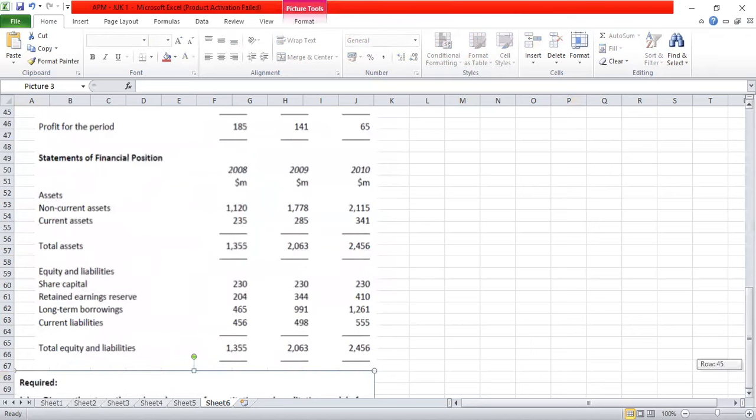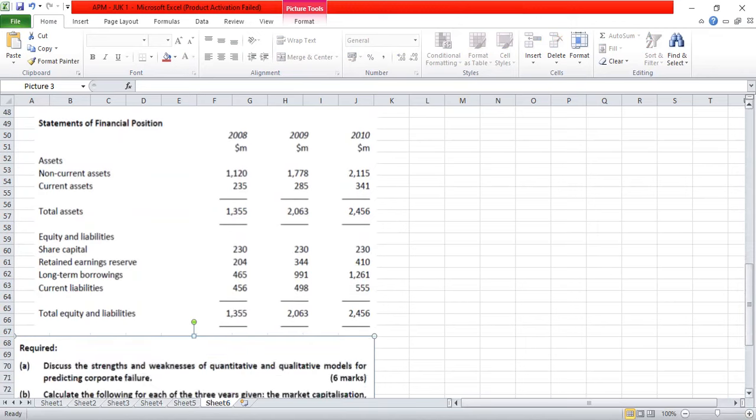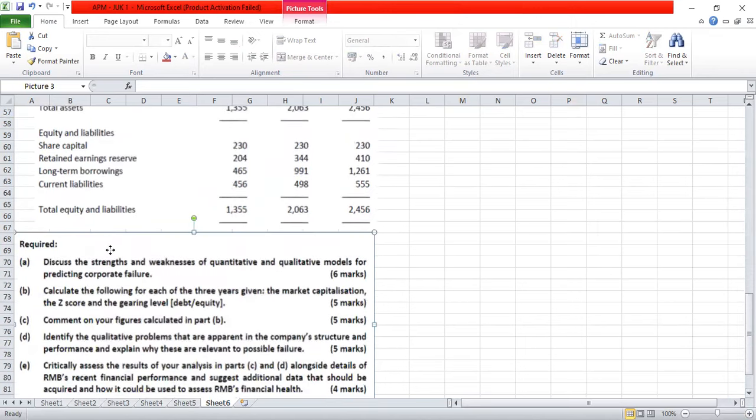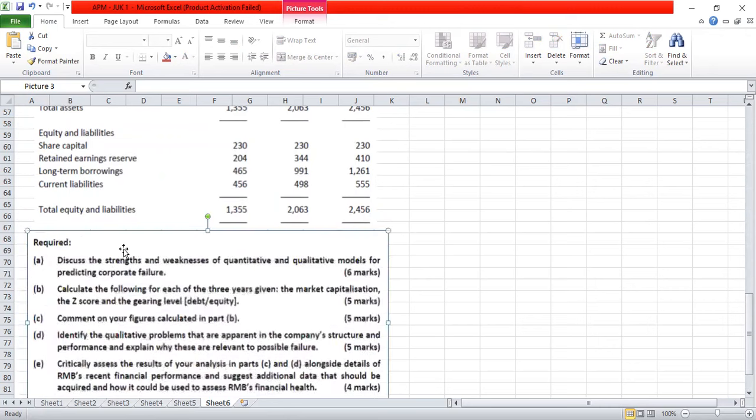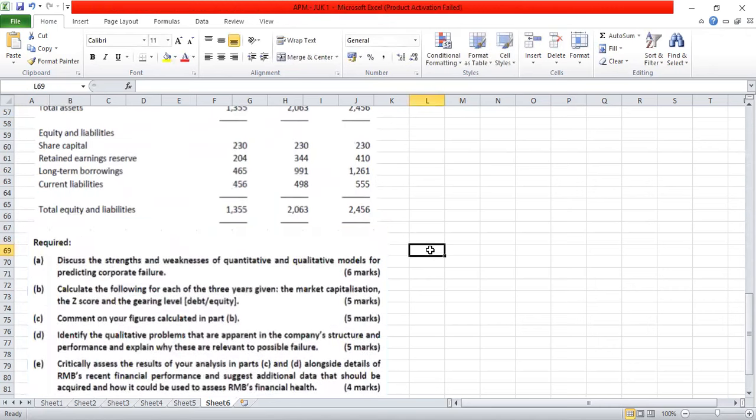Okay, so the first question which is asked is, discuss the strengths and weaknesses of quantitative and qualitative models for predicting corporate failure. So what are these things? This is a general answer. We have to talk about what the strengths and weaknesses are.